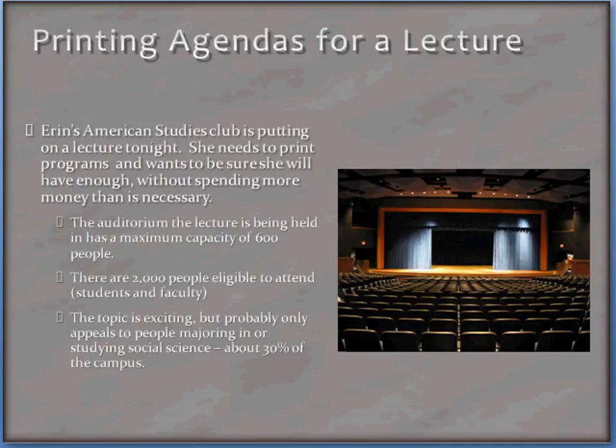Let's look at printing agendas first. Imagine that Aaron's American Studies Club is putting on a lecture tonight. She needs to print programs and wants to be sure she will have enough programs without spending more money than is necessary. The auditorium the lecture is being held in has a maximum capacity of 600 people, and there are 2,000 people eligible to attend, that is, students and faculty. The topic is exciting, but probably only appeals to people majoring in or studying social science, which is about 30% of the campus.